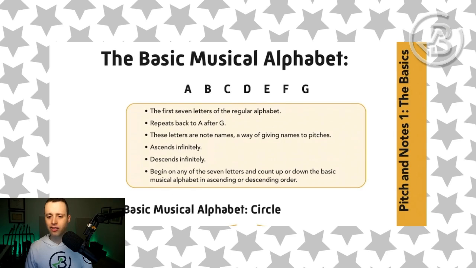Now, the basic musical alphabet, as you can see right there up top, is just A, B, C, D, E, F, G. And the basic musical alphabet are the first 7 letters of the regular alphabet. Now, what's interesting about the basic musical alphabet is it actually repeats back to A after G. So instead of going to H, you go A, B, C, D, E, F, G, A, B, C, D, E, F, G.